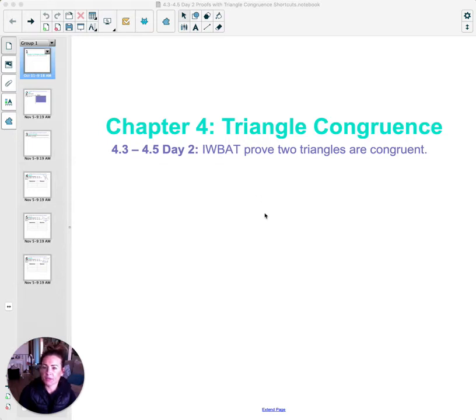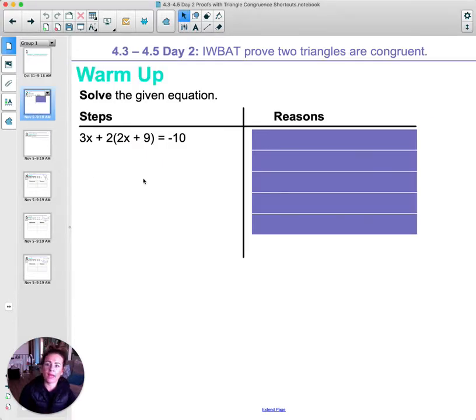In this lesson, we are going to be talking about proving two triangles are congruent, and we're going to get into doing what's called two-column proofs. So we're going to start with an algebra proof. So we're going to take and solve this equation.